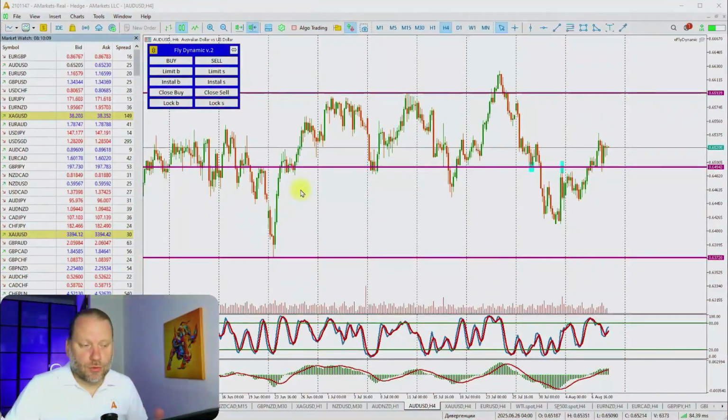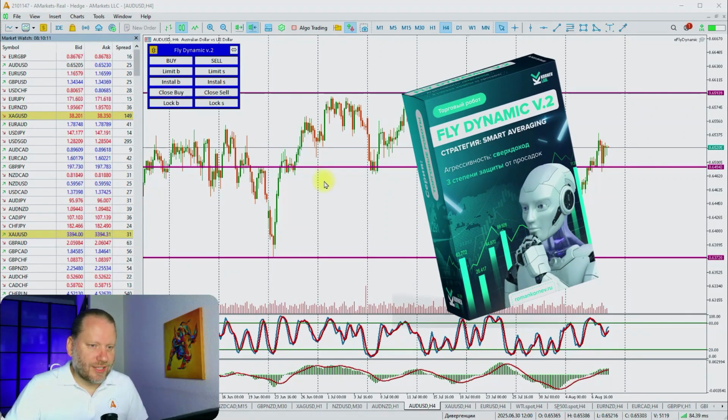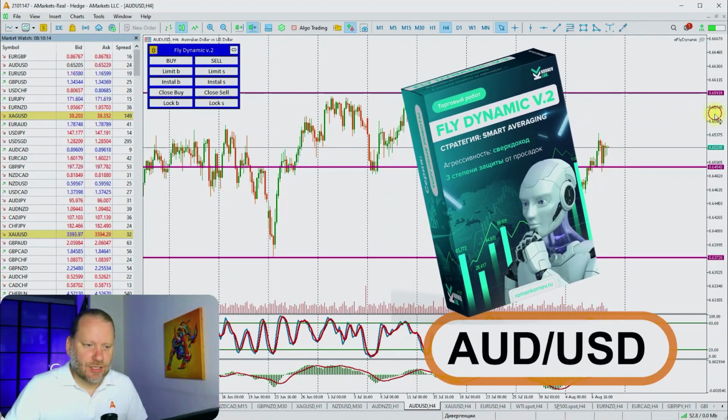Also now we'll see which currency pair is best to trade with my trading robot. So, the best currency pair for trading with my Fly Dynamic trading robot is currently the Australian dollar.